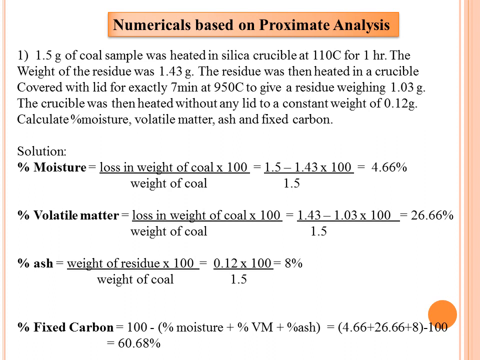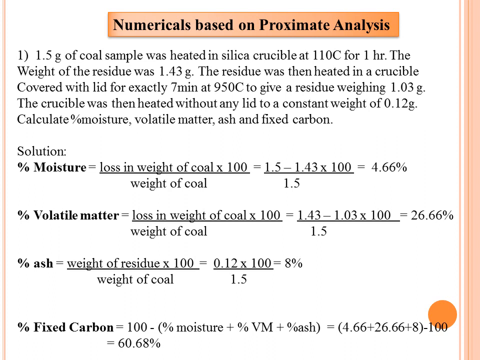Here, loss in weight of coal into 100 upon weight of coal is the percentage of moisture. How will we calculate the loss in weight of coal? It is 1.5 gram of coal sample, the weight of coal before the experiment. So this is 1.5, minus the weight of residue after the experiment, that is 1.43. So 1.5 minus 1.43, into 100 divided by 1.5, the weight of coal taken. So the percentage of moisture is 4.66.